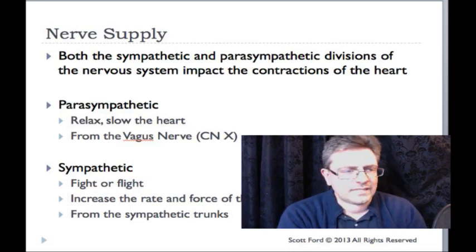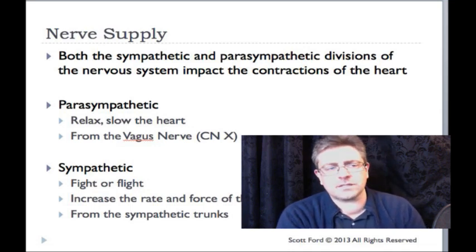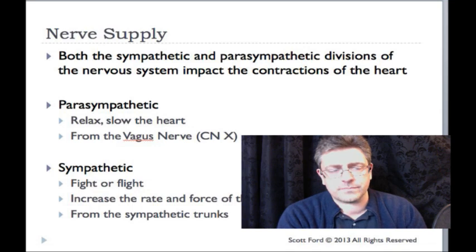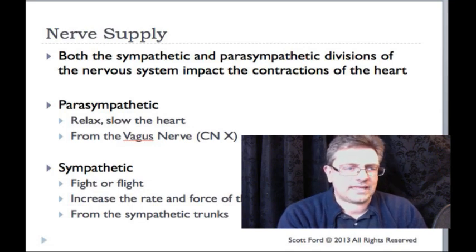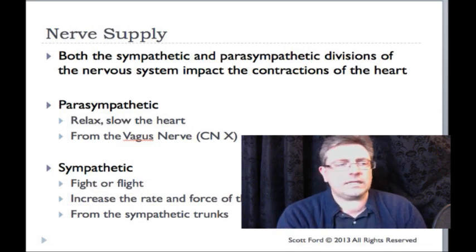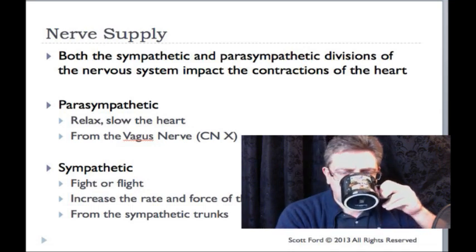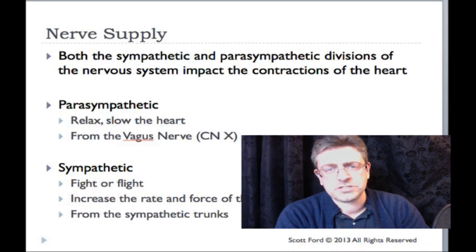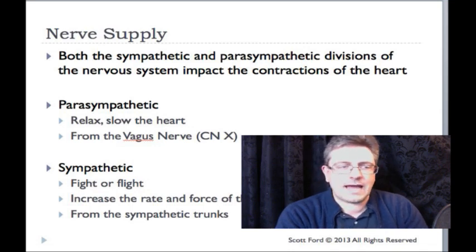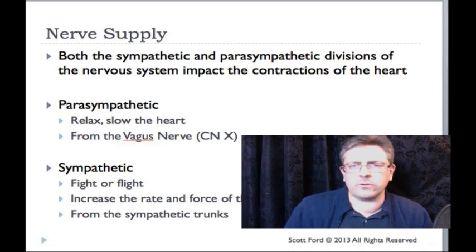Parasympathetic is the chillax branch of the nervous system. This is the part of the nervous system that is all about relaxation. It's about taking it easy. It's about having a sip of tea. You just chill, okay? This is going to relax the heart, and this is going to come off your vagus nerve, your cranial nerve 10.